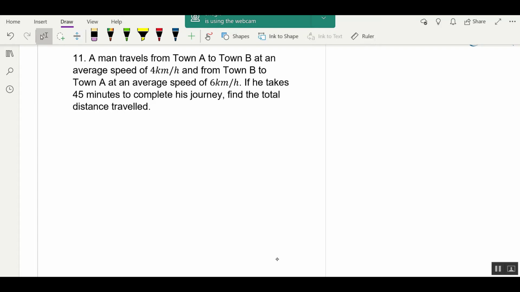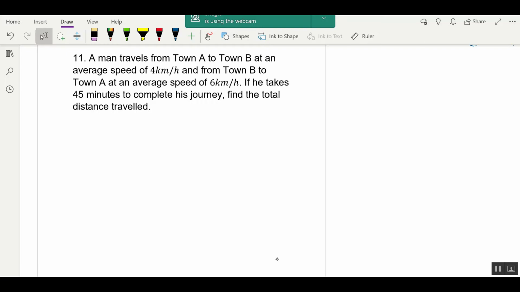A man travels from town A to town B at a speed of 4 km per hour, and then from B to A at an average speed of 6 km per hour. If he takes 45 minutes to complete his journey, find the distance that he traveled.